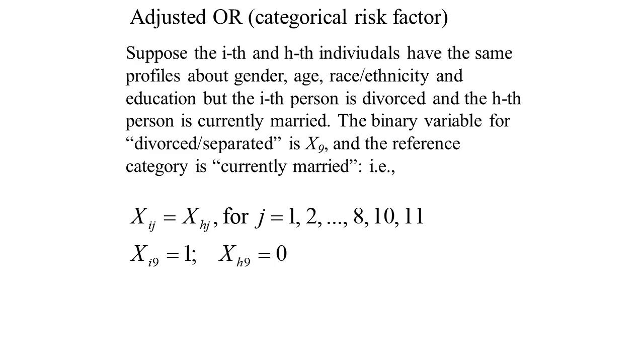Let's think about two cases in the dataset, I and H. The two persons have the same gender, are at the same age, and belong to the same race/ethnicity group and the same educational category, with one difference. Individual I is divorced, and H is married. In terms of the logistic regression model, they have the same values for all x's, that is, all independent variables except for x9, which is the binary variable for being divorced or separated. The value of x9 for individual I is 1 and that for individual H is 0.